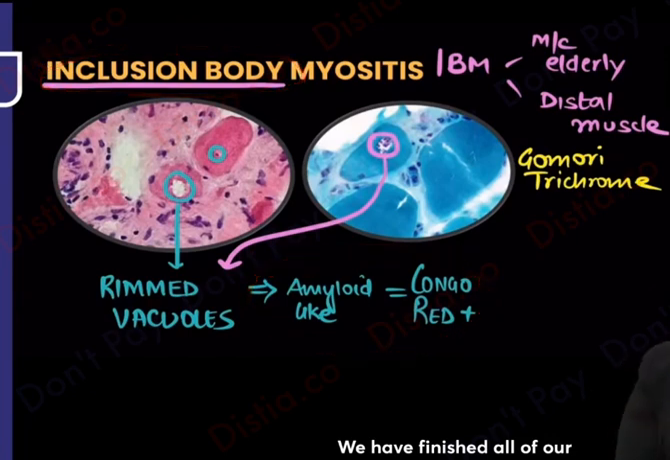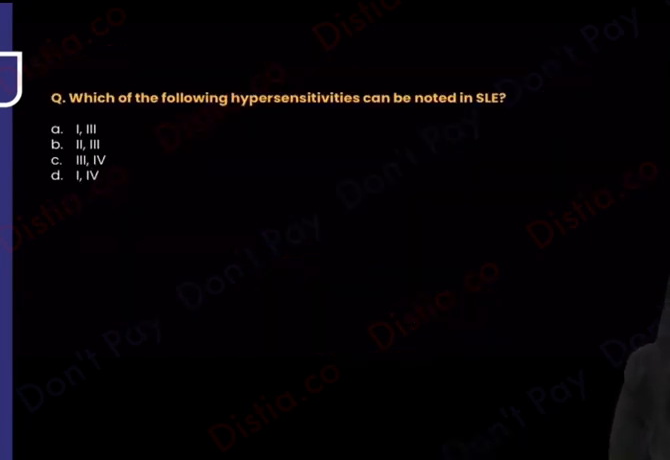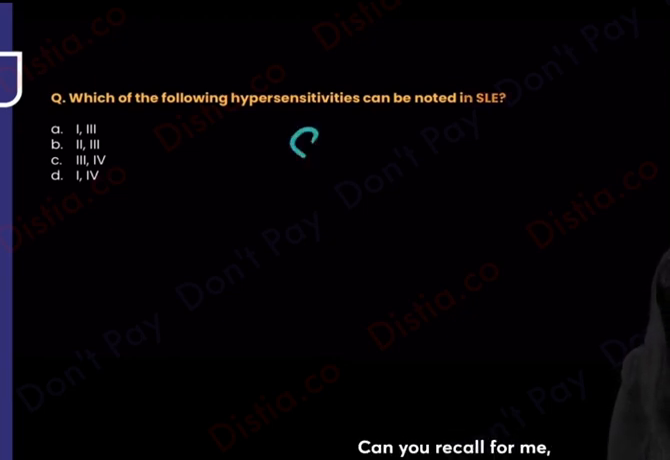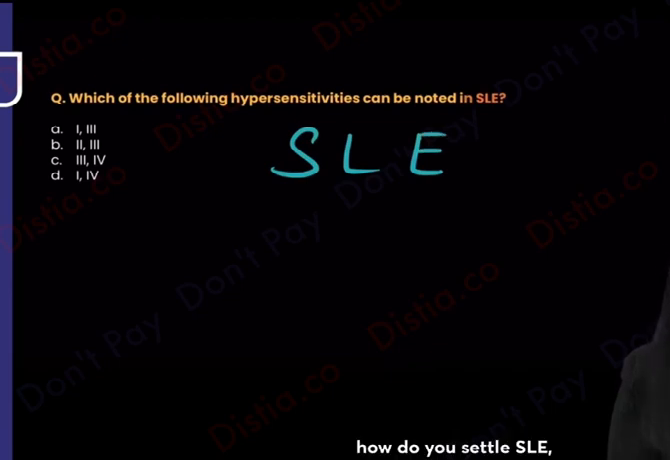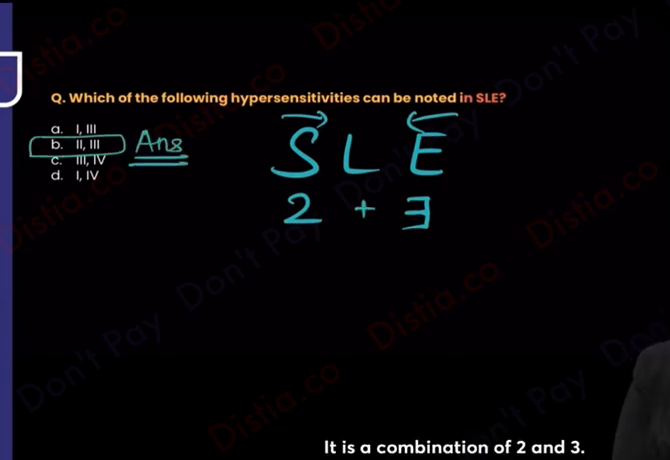We have finished all of our autoimmune disorders. We are ready for 3 quick questions. Which of the following hypersensitivities can be noted in SLE? Can you recall for me? I gave you a mnemonic also. How do you spell SLE? Flip the S and flip the E. So you're going to get 2 and 3. So what is your answer? It is a combination of 2 and 3.